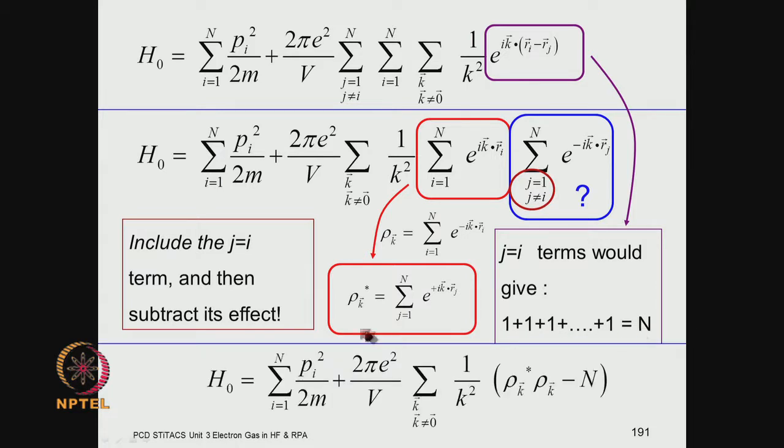So, what you are doing is you can rewrite this Hamiltonian. The first term is the kinetic energy term, the second term 2 pi e square by v is here, you have got the sum over k, 1 over k square is here, and from here you have got rho k star rho k minus n. So, this is the explicit equivalent form in which the Hamiltonian for the electron gas in the Jellium potential is described in terms of the Fourier components.